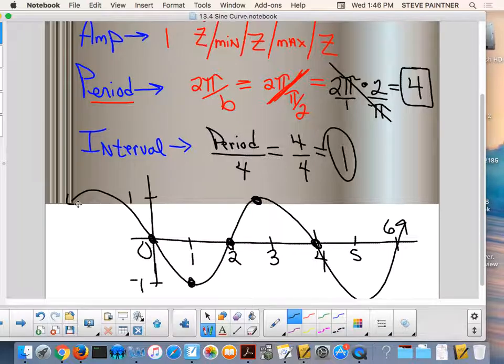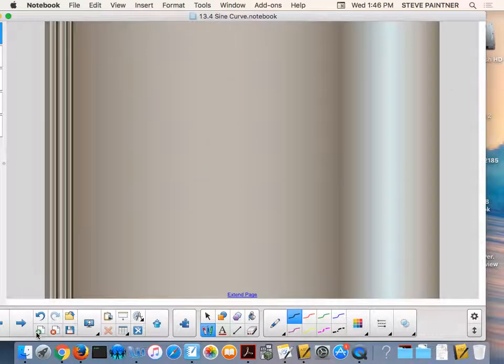It's amplitude first, period second, then what? Interval. If you get these 3 things on paper, I bet most of you will graph it correctly. All right, get going. Do the next one. John, 24. You hit the last one.